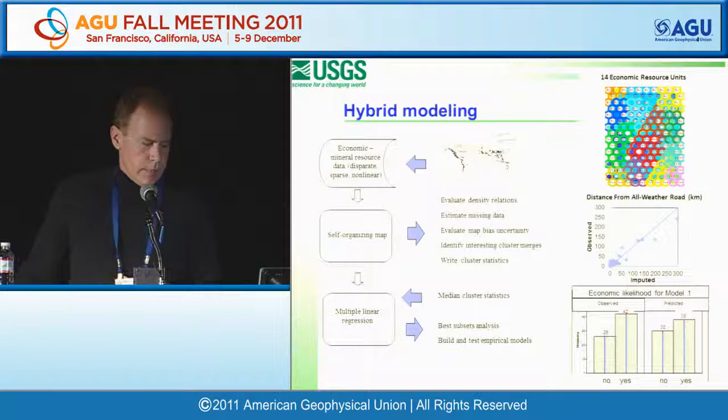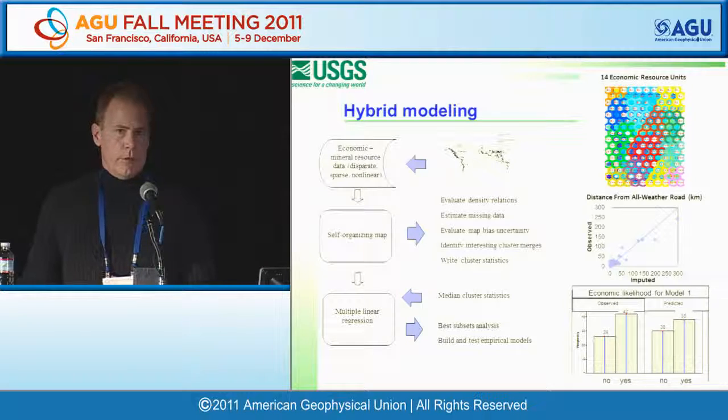So there's a pretty good relationship. On the left is the observed, and on the right is the predicted from our approach, using the empirical model derived using a hybrid approach.